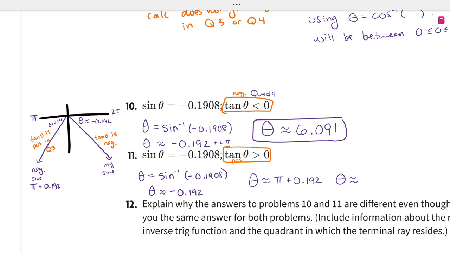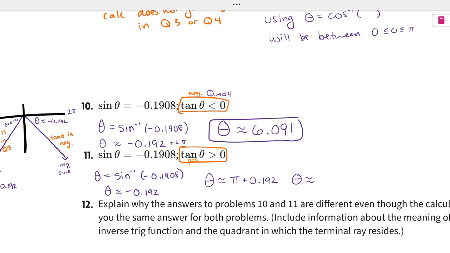I'm just turning on my calculator here. I know you can't see that on your screen. So we have 0.192 plus pi, and that gives us roughly 3.3335, so I'm going to round it up to 4.